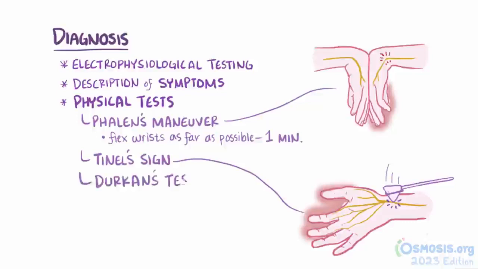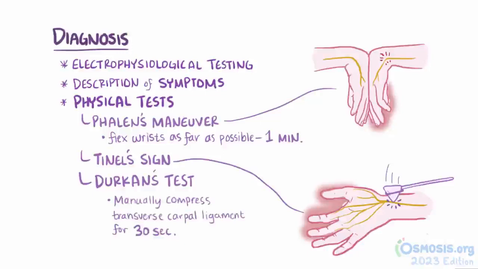Finally, there's Durkin's test, which is another way to elicit carpal tunnel symptoms, but this time by manually compressing the carpal tunnel with the thumb for 30 seconds.